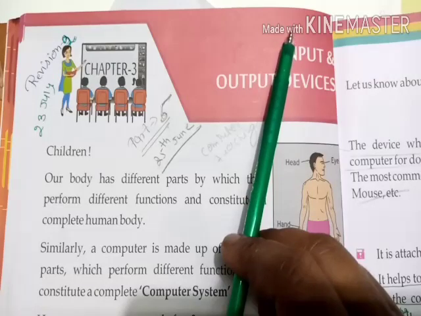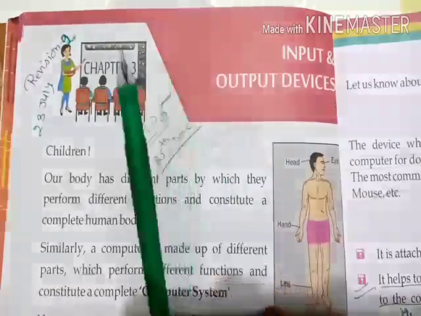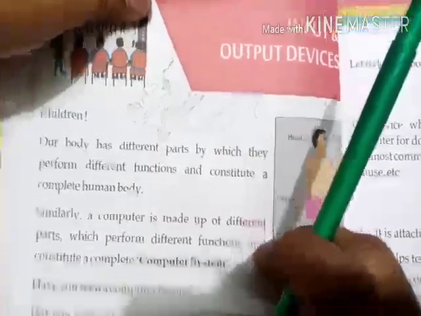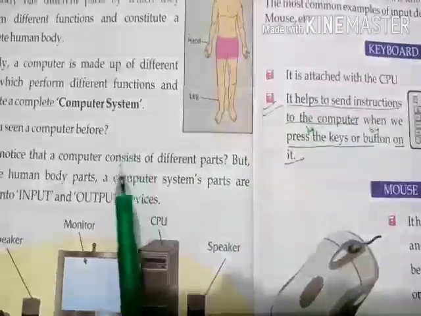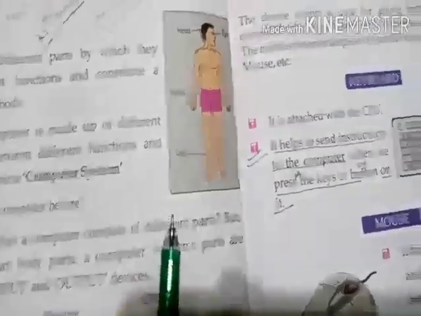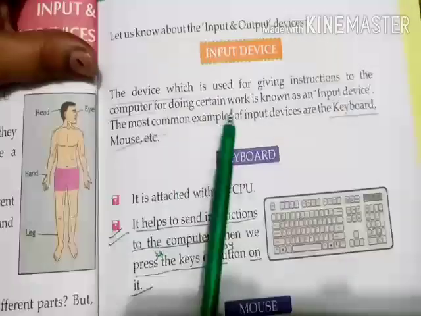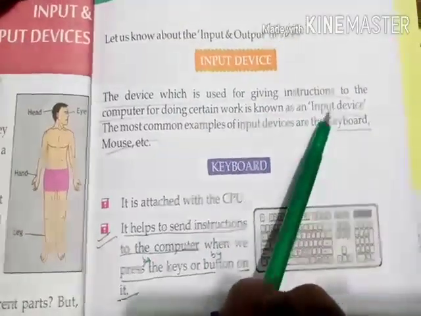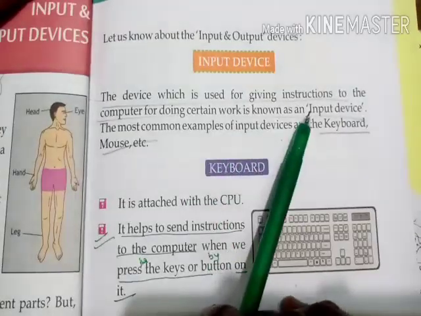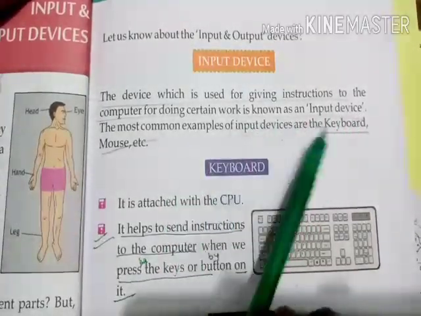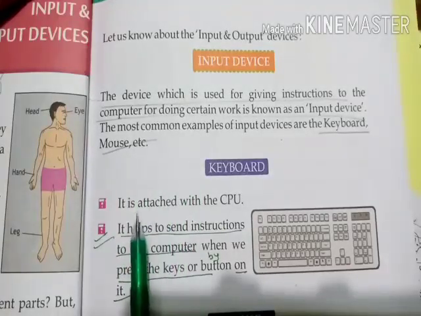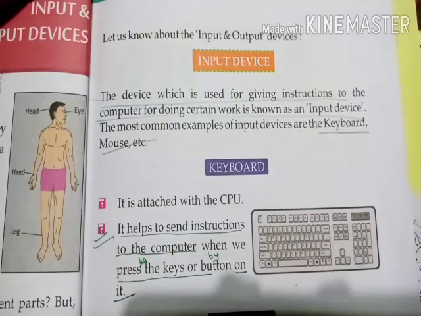First of all I am going to give you a quick revision of the chapter, the different topics which you have to learn in this chapter. What is an input device and what is an output device? First of all we will see what an input device is. The device which is used for giving instructions to the computer for doing certain work is known as an input device. For example, keyboard and mouse. Keyboard and mouse are the input devices in our computer system.